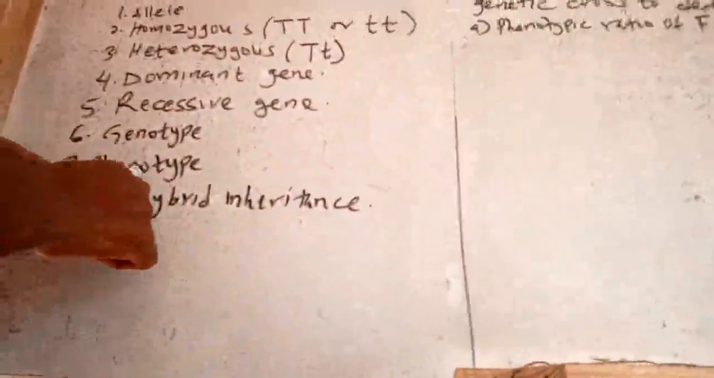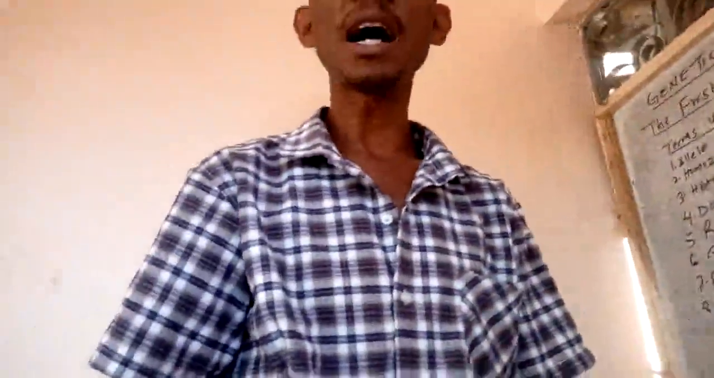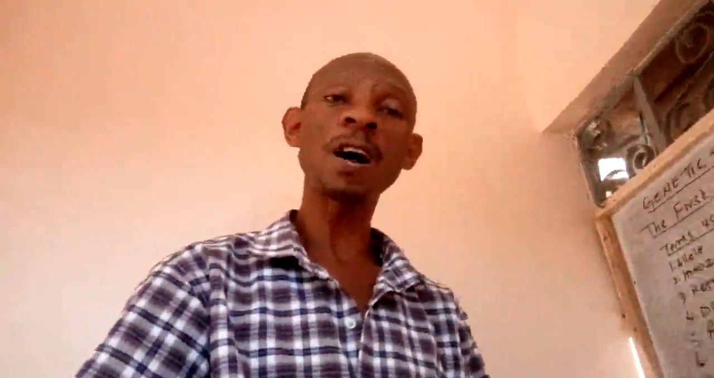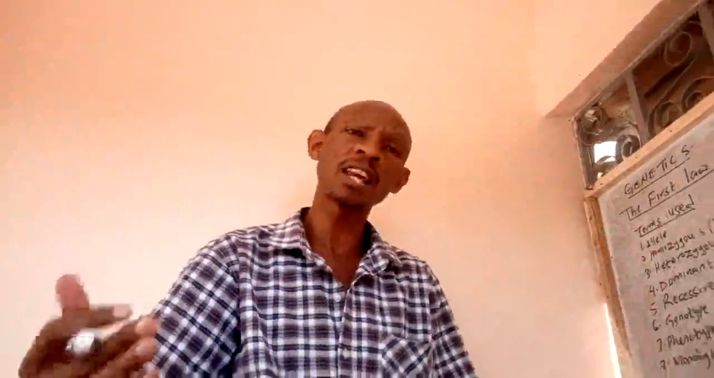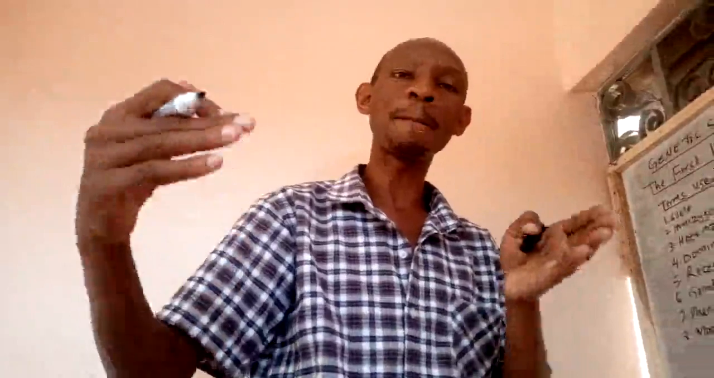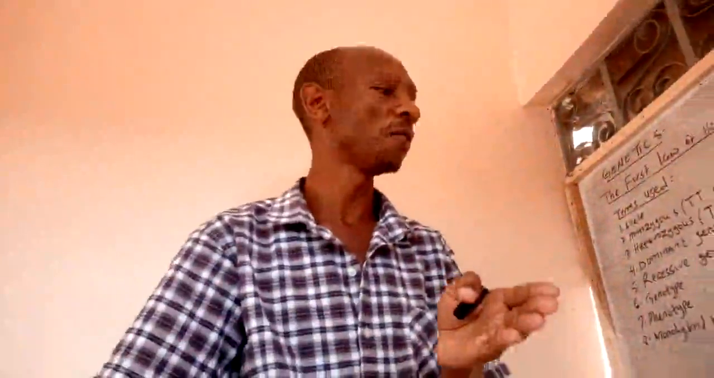And what about the phenotype? Phenotype, on the other hand, refers to the outward appearance of an individual, or the physical appearance of an individual. And therefore, in an exam, whenever you are asked to define the term phenotype, you are supposed to state that it is the outward appearance of an individual.